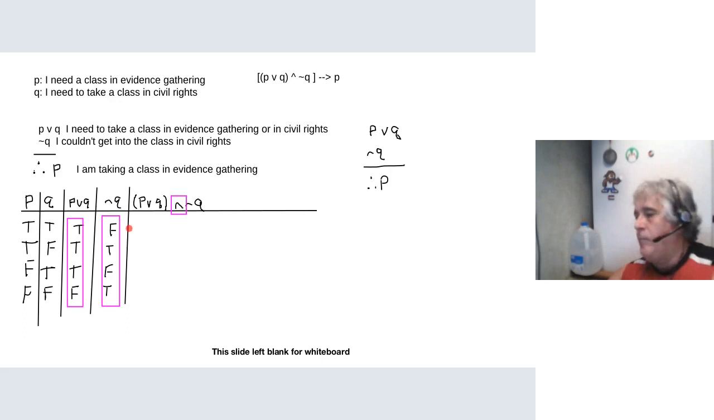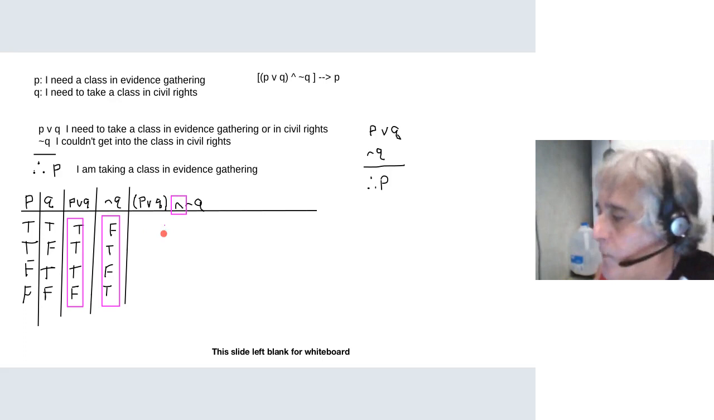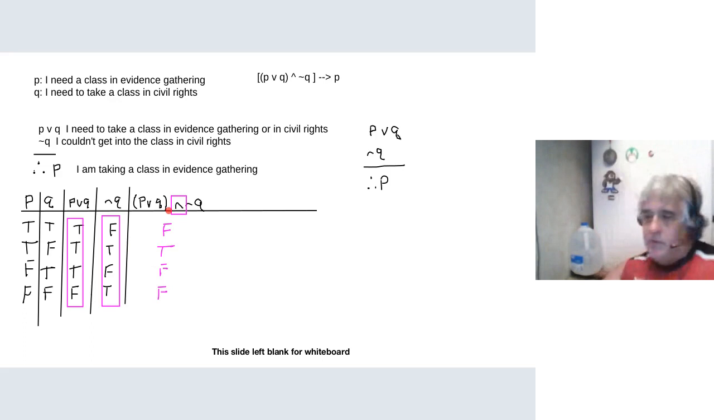So true and false is false. True and true is true. True and false is false. False and true is also false. The only time the and is true is when you got two truths, and there's only one of those in here.